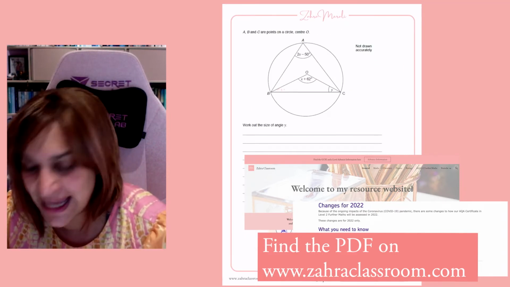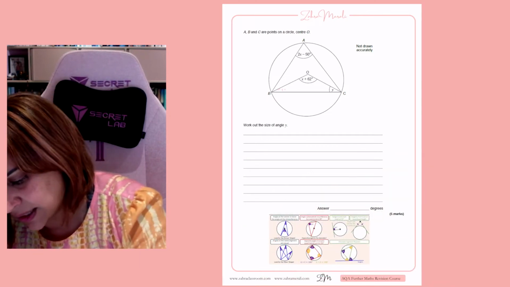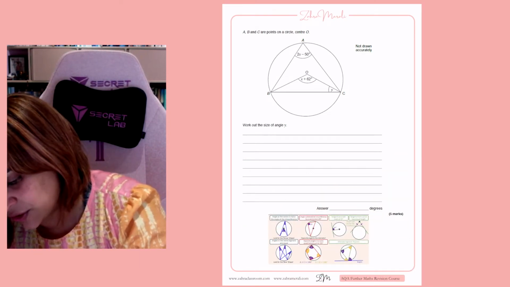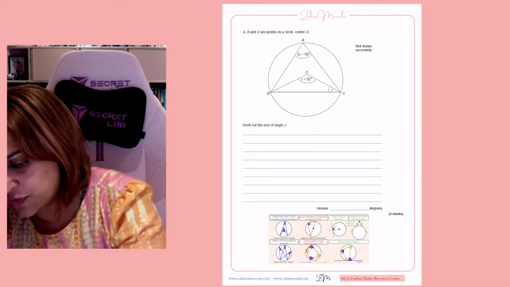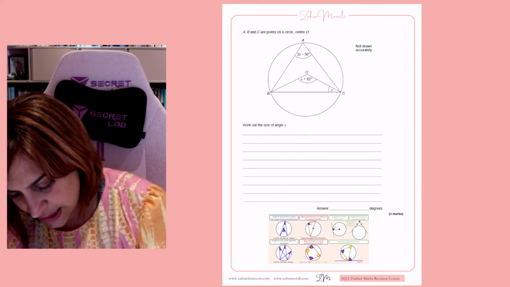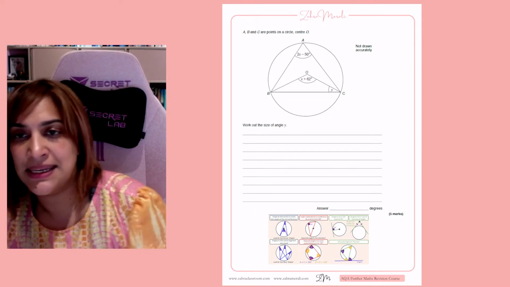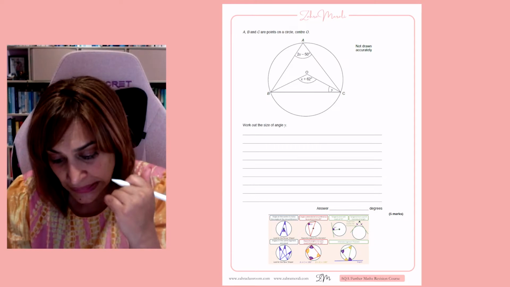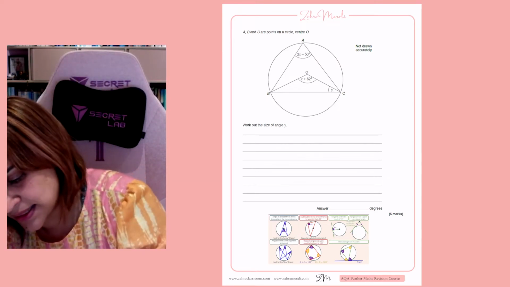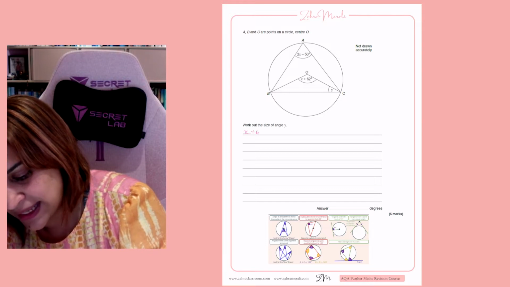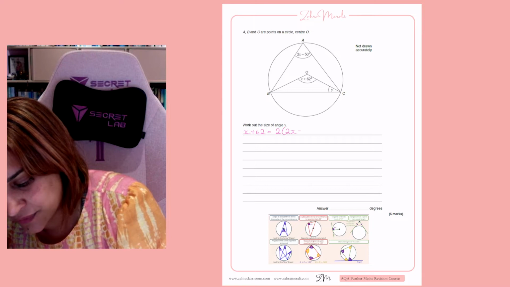We've got A, B, and C are points on a circle. We want to work out the size of this angle over here, y. We're going to look at this shape, and hopefully you'll notice that it looks a little bit like an arrow. Now the arrow rule is that the angle at the center, which is x plus 62, is twice the angle at the circumference.